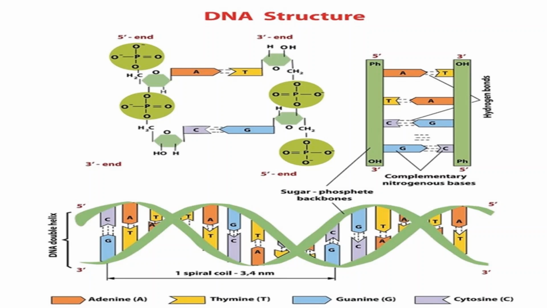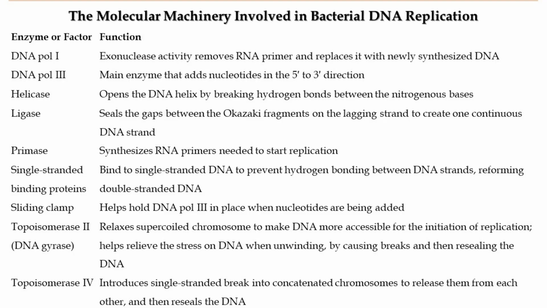Now this is your double helix which is ideally formed. It's a spiral coil-like structure. It's a right-handed coil. The pitch of the helix is approximately 3.4 nanometers, so the distance between two consecutive base pairs is 0.34 nanometers. Per turn you have 10 nucleotides. So this is your DNA double helix which is ideally formed.